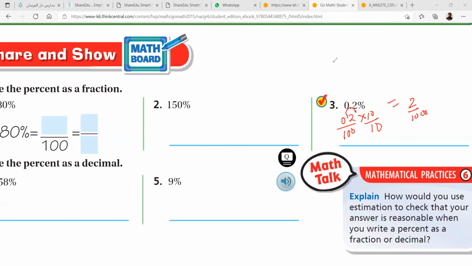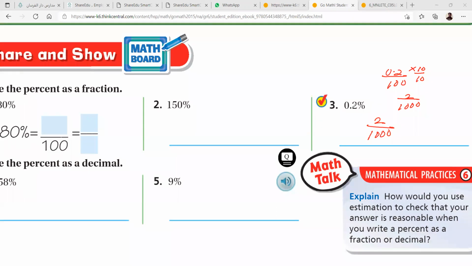Same page what we were doing, girls. Again, 0.2% can be written as 0.2 over 100. You will multiply with 10 to remove the decimal point. And then, yalla, who's going to do this? Lamar? 2 over 1,000. How many zeros are there?